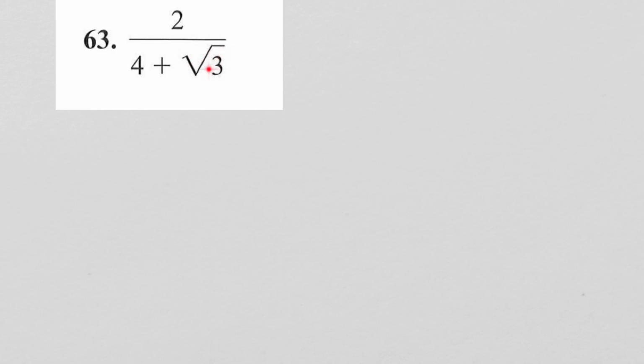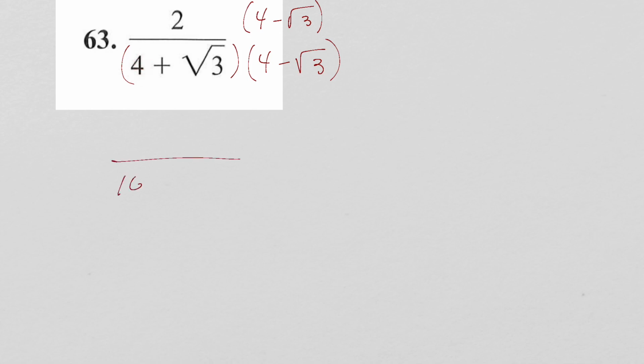Okay, in the denominator we have a radical, so this is unsimplified, but it's a binomial. The only way to get rid of a radical in a denominator that's a binomial is to multiply by the conjugate pair. So if we do that to the bottom, we have to do that to the top as well. When you multiply by a conjugate pair, you always have the square of the first item minus the square of the second item.